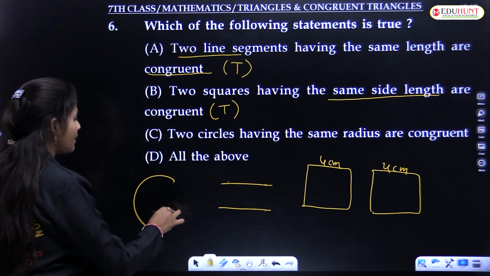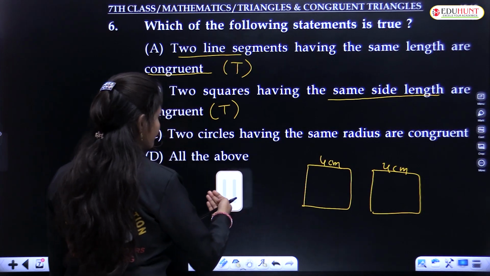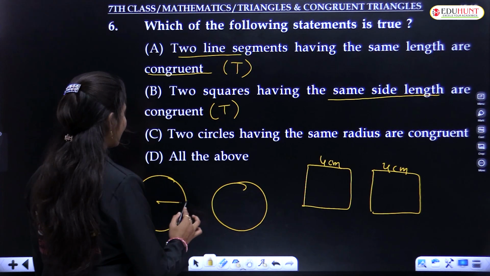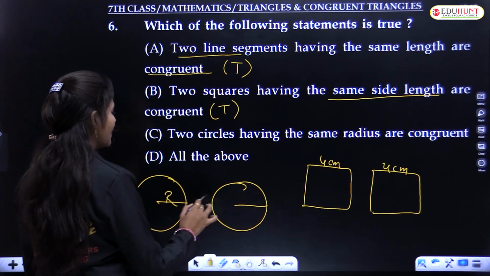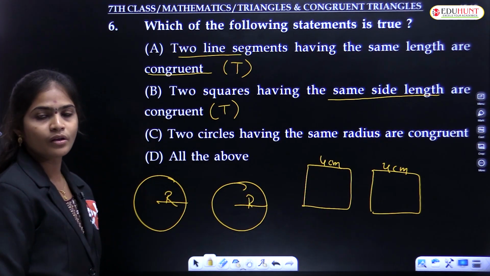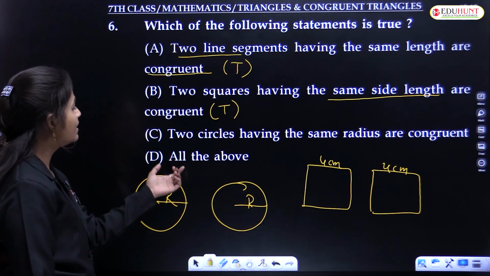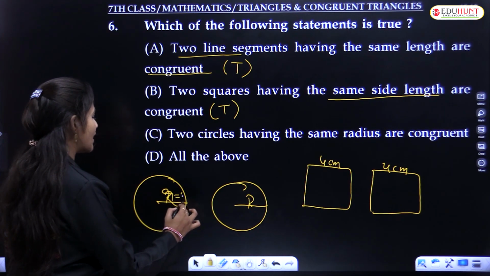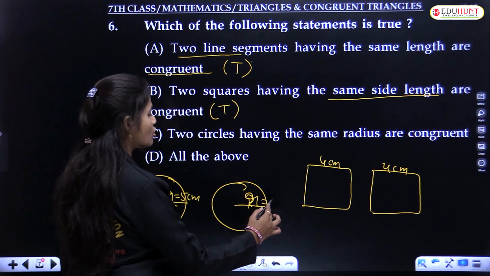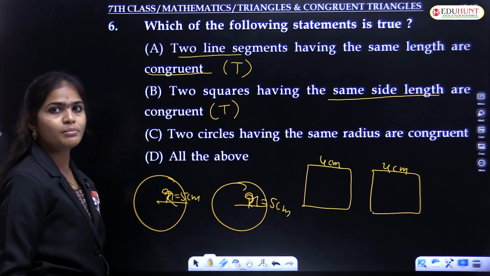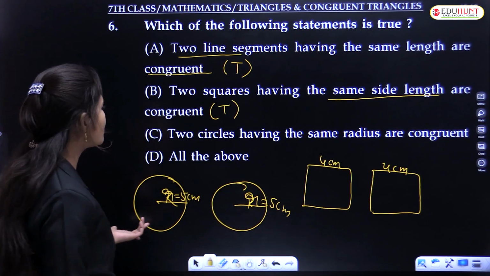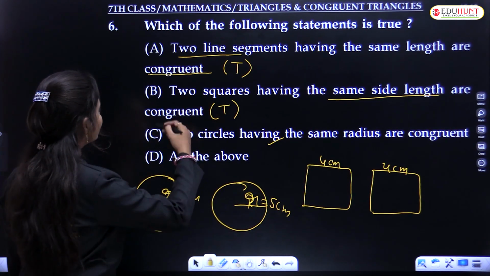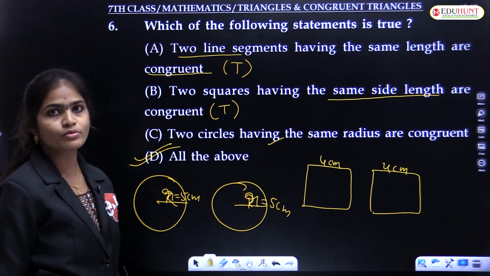Next, two circles are having the same radius. So by taking the same radius, draw the two circles. These two also having that same radius. This is R and this is also R. Same radius, so we can say that these two also have the same shape and the same size. Here for example R is equal to 5 centimeters and here also R is equal to 5 centimeters. So same radius means the same shape and the same size. That's why this statement is also a true statement. Now from the 3, all given statements are true statements.